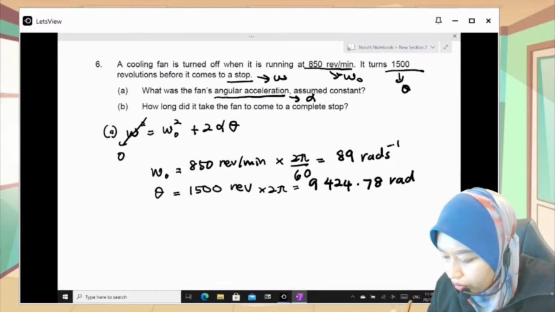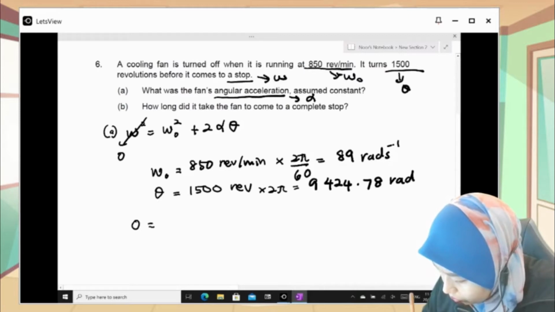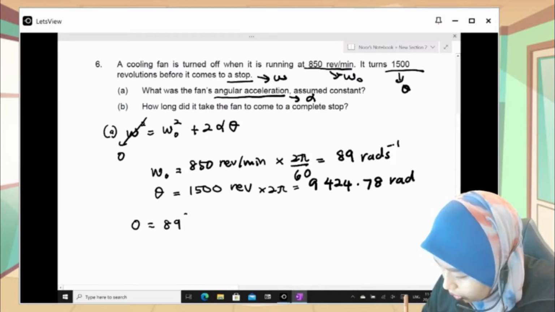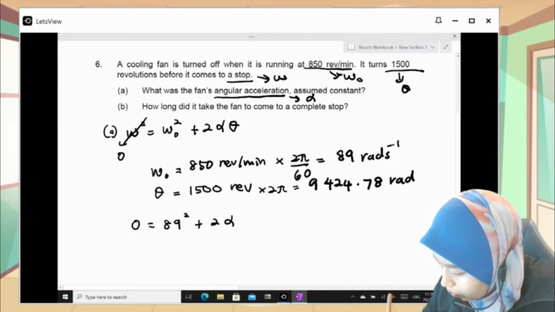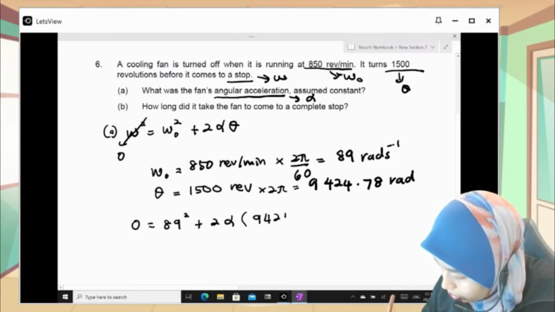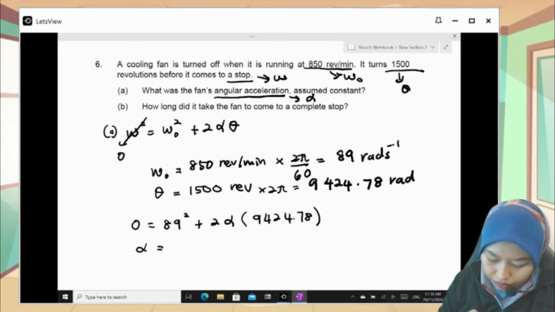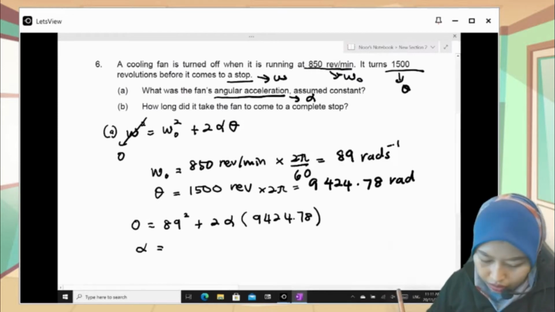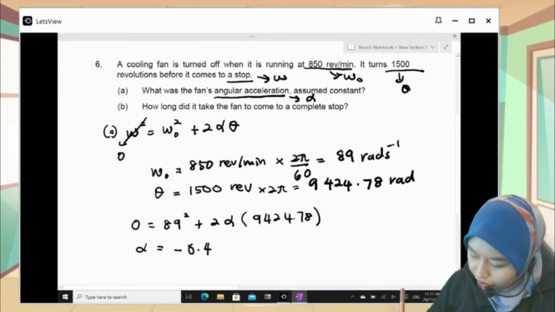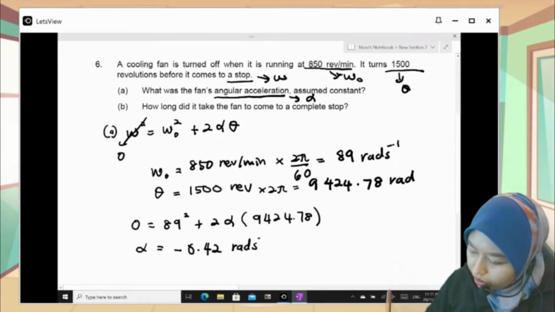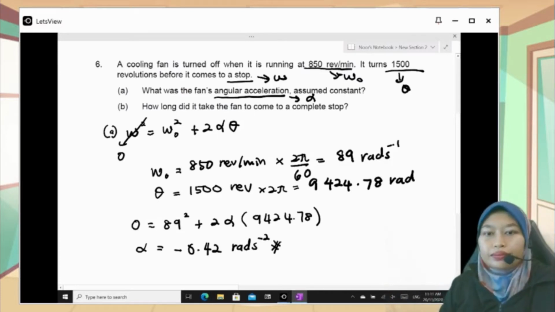Now substitute the value in the equation. So 0 equals 89 squared plus 2 alpha theta. Therefore alpha is negative 89 squared divided by 2 times 9,424.78. So we get negative 0.42 radian per second squared.